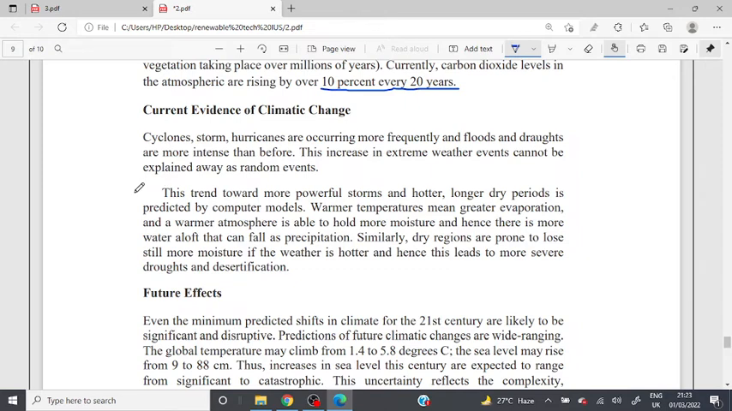So there's a link directly between the increasing severe weather anomalies and increasing industrialization, thus increasing carbon dioxide or greenhouse gases in our atmosphere. The trend towards more powerful storms and hotter, longer dry periods is predicted by computer models. Warmer temperature means greater evaporation, and a warmer atmosphere is able to hold more moisture, and hence there is more water aloft that can fall as precipitation. Similarly, dry regions are prone to lose still more moisture if the weather is hotter, and hence this leads to more severe droughts and desertification.